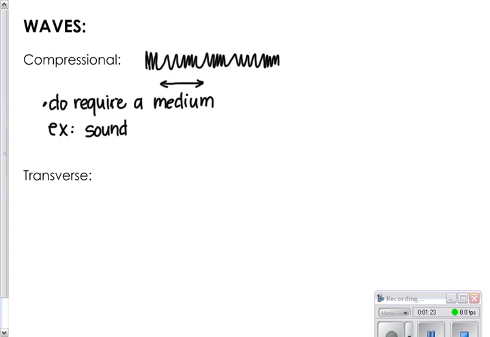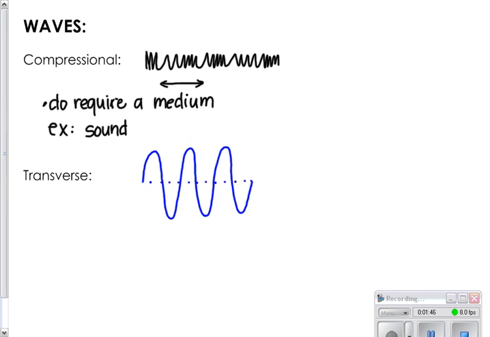Now, the other kind of wave, the wave that we care most about for our studies in chemistry, is called a transverse wave. A transverse wave looks a little different. It starts by going up and then down and then up again and then down and then up, and you can kind of repeat this. This center dotted line is what we would call the resting position. The motion of the matter is up and down, kind of like the waves on a lake.